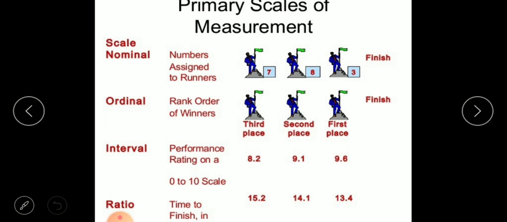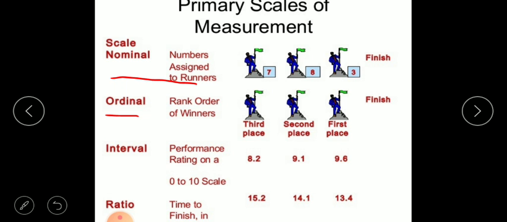Examples of primary scales of data have been given here. Suppose there is a running race, a 100-meter race, and athletes are about to start. They have various chest numbers or maybe lane numbers, 1 2 3 4 5 6 7 8. These lanes and chest numbers do not have any meaning. They are just assigned on a nominal basis, so they fall under the nominal scale. They are just used to give them a name. Identification is the main important thing in this.